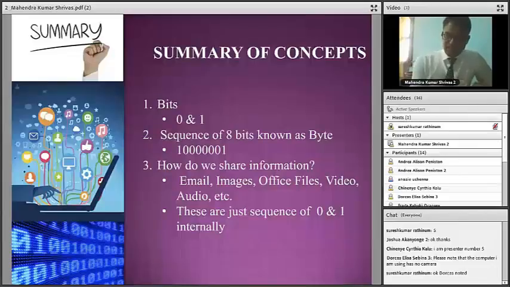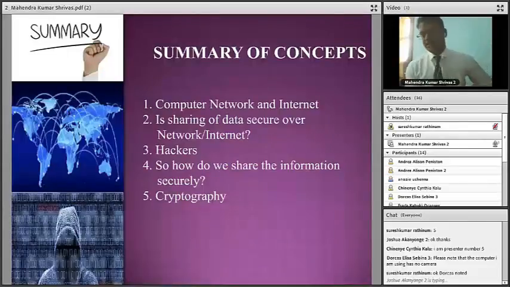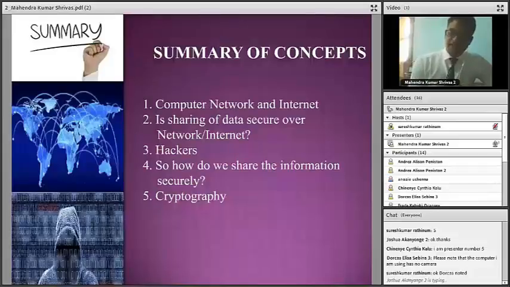So the question is, how do we share information among each other? As we know, in the form of email, images, office files, videos. These are just sequences of 0 and 1, right? So now what we do is we use a computer network. A computer network is basically an interconnection of multiple computers, and the internet is a global network of computers and internet-connected devices.